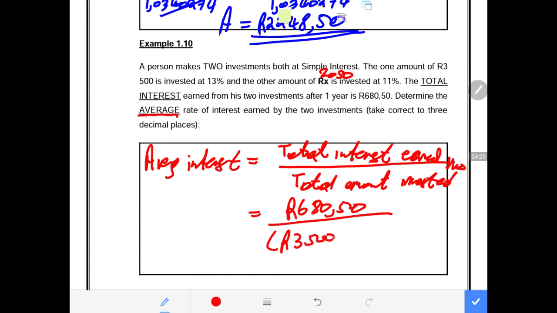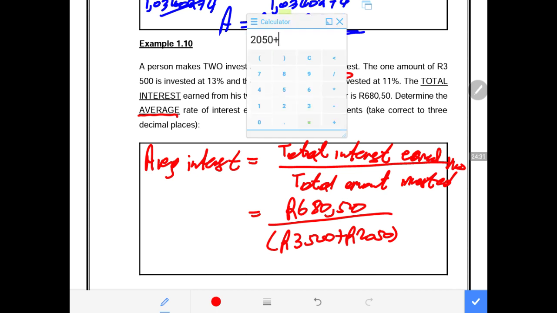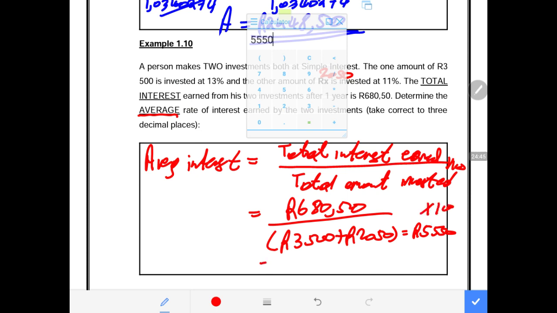So we have 3.5 plus 2,050. Then you say 2.5 plus 3.5 plus 2,050. We get the total of 5,550. Don't forget to multiply this by 100. Therefore, we can say 680.50 divided by 5,550, and we then multiply that by 100.